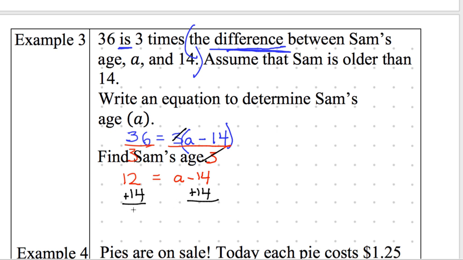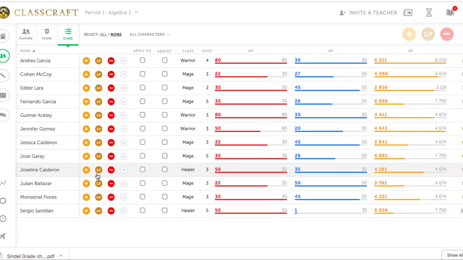And what do you get? 26 equals 8. And box your answer. There it is. That means that Sam's age, A, is 26. Sam is 26 years old.